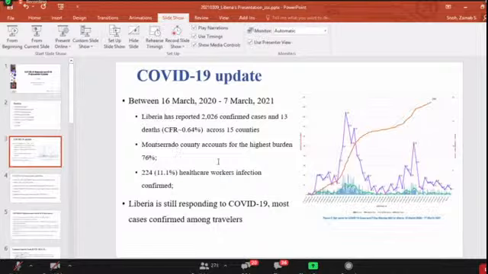So as of this moment, we are still responding to COVID, like I said previously, and most of the confirmed cases are coming from travelers because we have mandatory testing before you leave the country. You have to get tested. So most of our confirmed cases are now coming from those being tested before traveling.